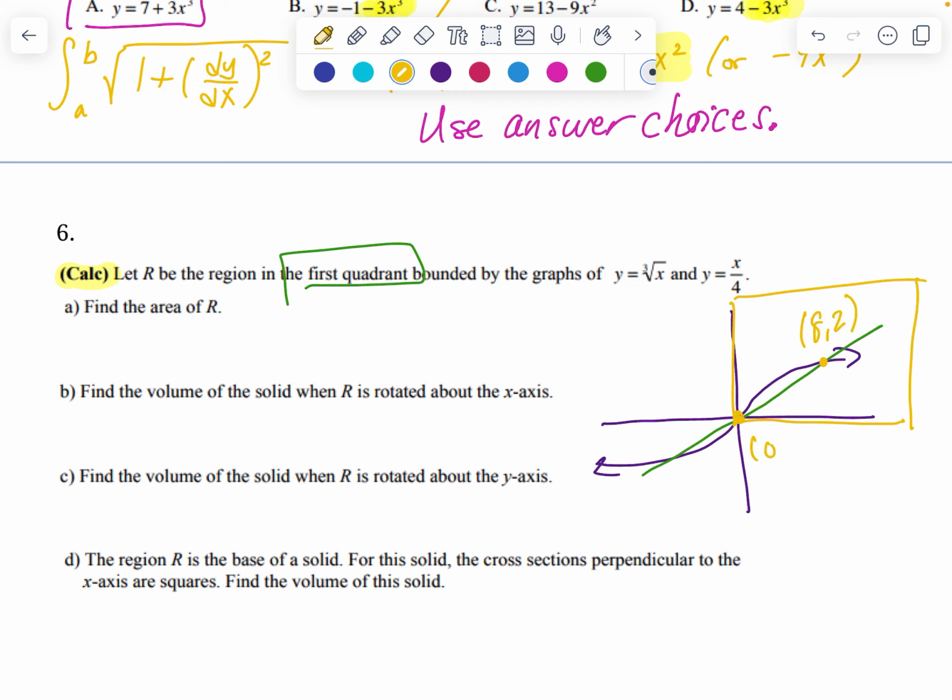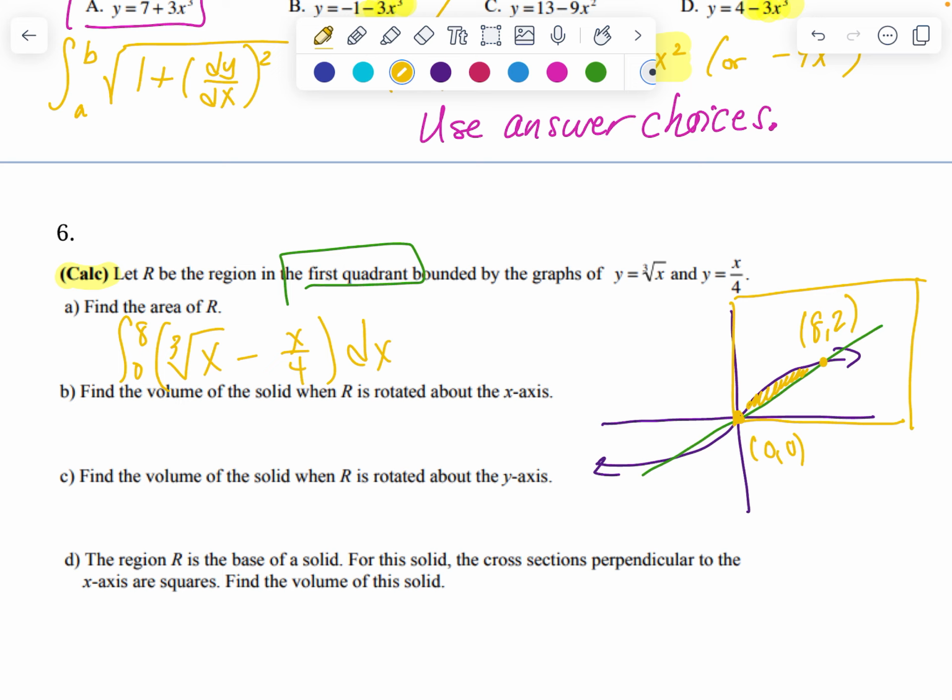As well as at 0, 0. Okay, so here's region R, this part right in here. And to find the area, we want to do top minus bottom in this case, because we can set this up relative to x very easily. So my top function minus my bottom function, like that.